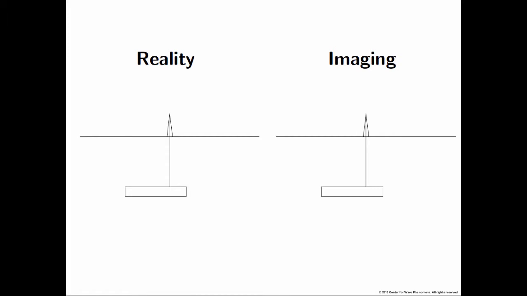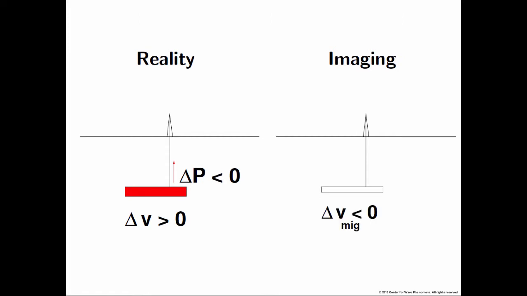So reality and imaging are two different things. And with this, in the following slides, I'll show you what kind of assumptions we want to work with. So in reality, we produce a reservoir, we decrease the pore pressure, we increase the seismic velocity. What happens from the imaging point of view? From the imaging point of view, because we are using the velocity model that we extracted from a previous baseline survey, the velocity model will actually appear slower.